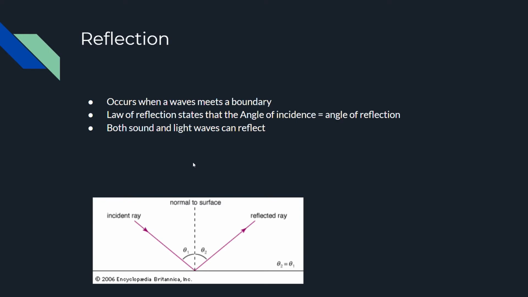Reflection occurs when a wave meets a boundary. So you need to know the law of reflection, which states that the angle of incidence, so this angle here, equals the angle of reflection, this angle.